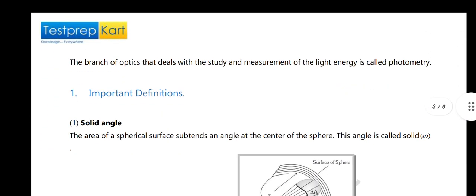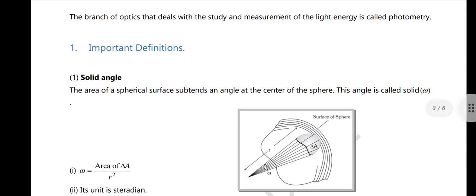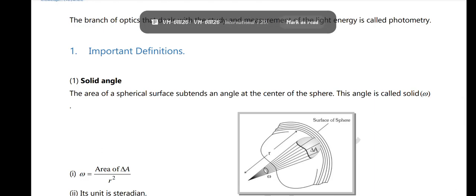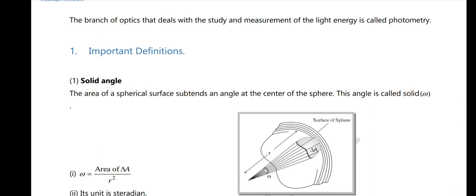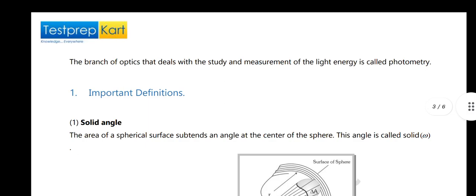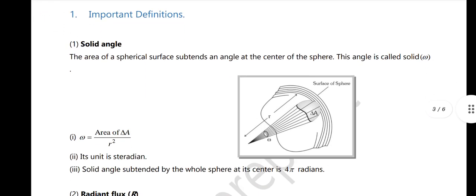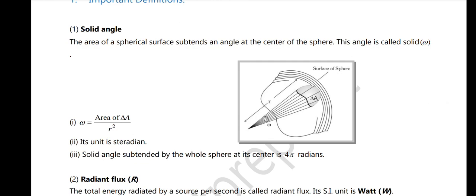Next, first, the important definitions. The first important definition in this chapter is photometry. What is photometry? It is the branch of optics which deals with the study and measurement of light. It belongs to optics, where we study the measurement of light energy.